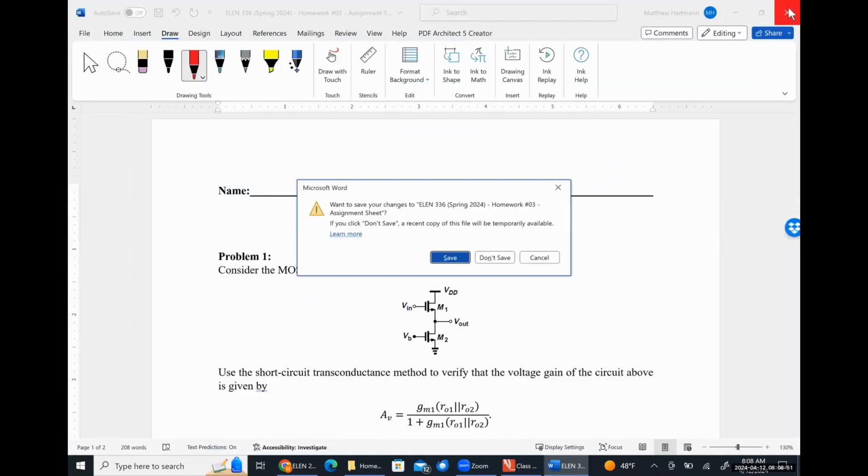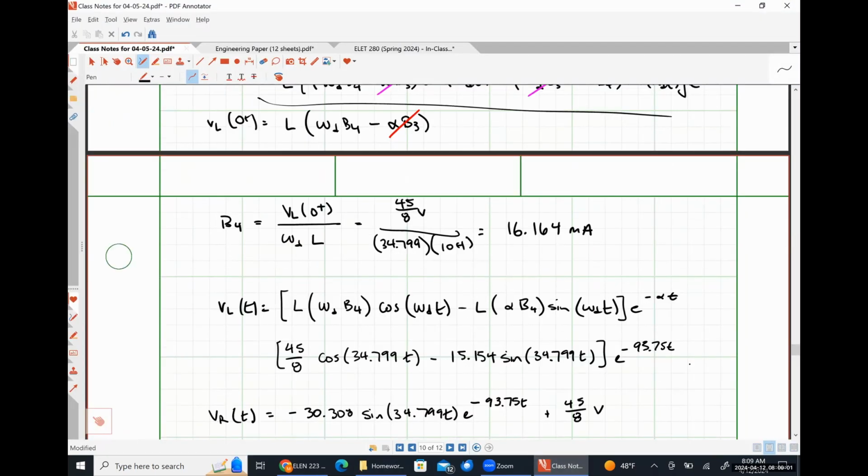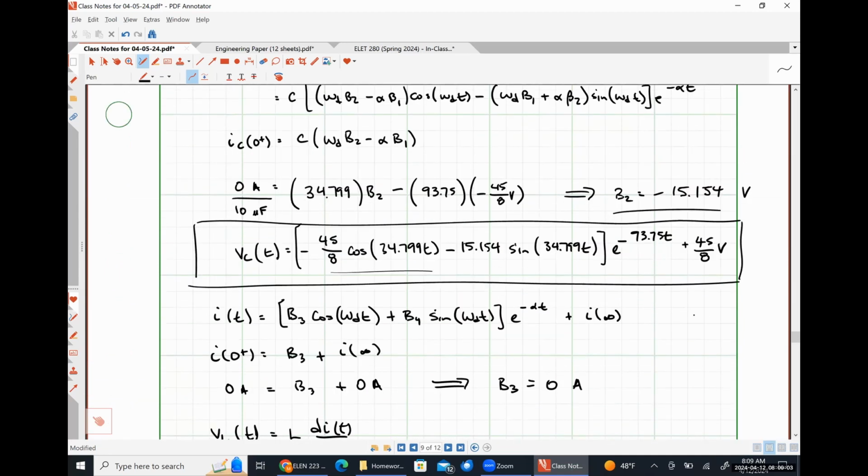Yes. Why do you add the 45/8 volts in VR of T? Great question. If we look at VC over here, it has a DC term of 45/8. And so VC plus VL, well, VL didn't have a DC term. That's why we just have the 45/8 and nothing else. Yep. Good question though.